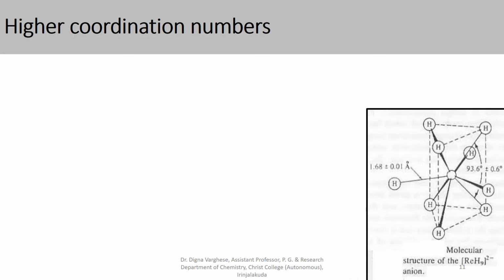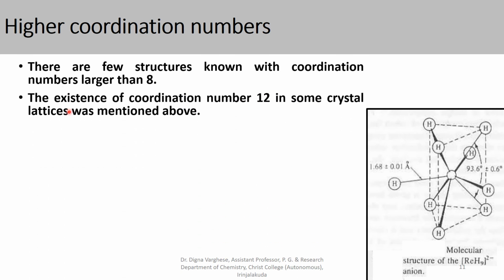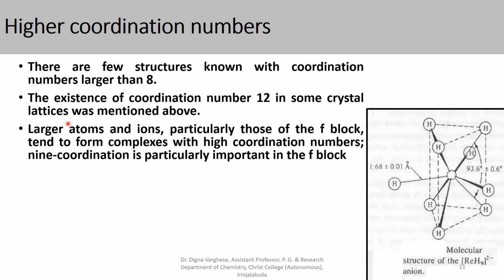Higher coordination numbers. There are few structures known with coordination numbers larger than 8. The existence of coordination number 12 in some crystal lattices was mentioned. Larger atoms and ions, particularly those of the f block, tend to form complexes with high coordination numbers. That is, 9 coordination is particularly important in the f block.